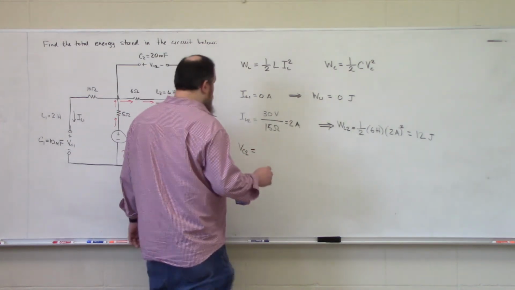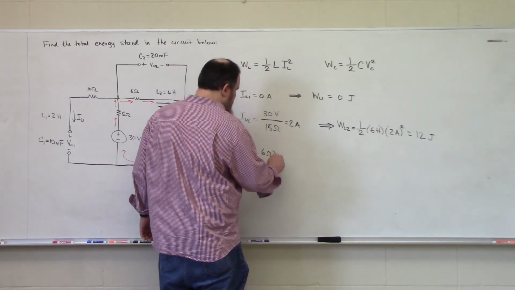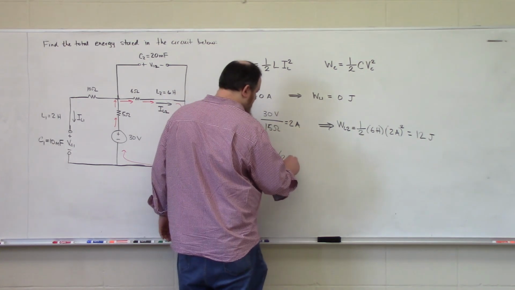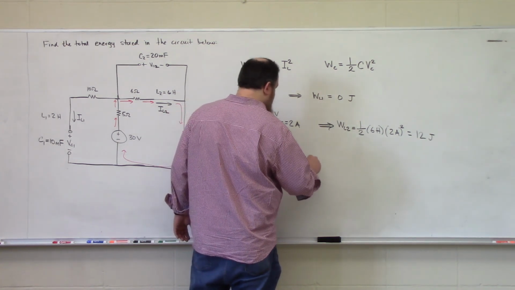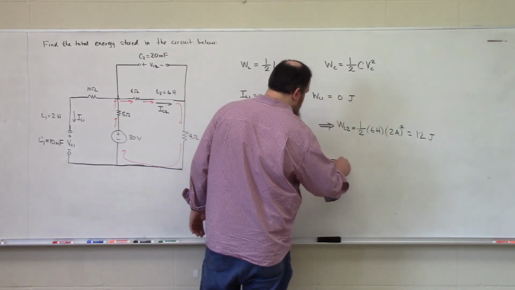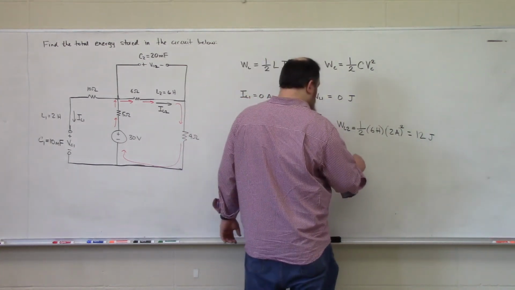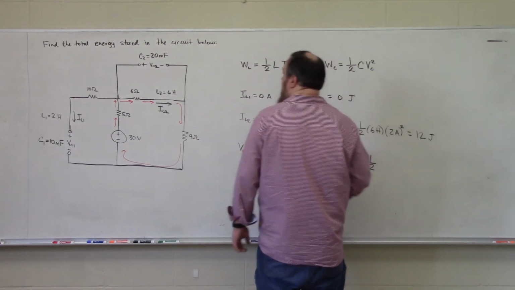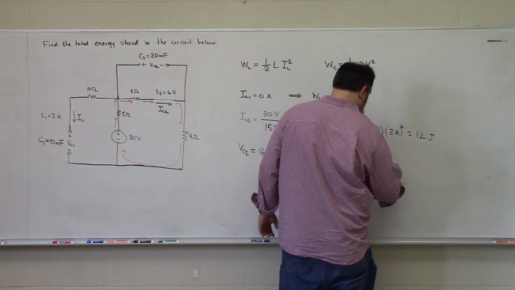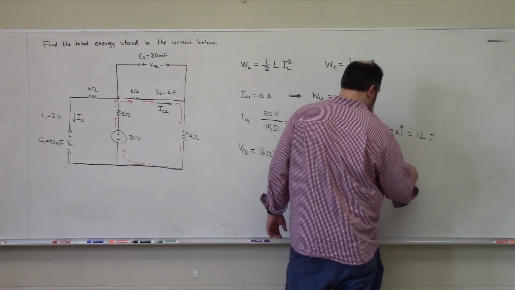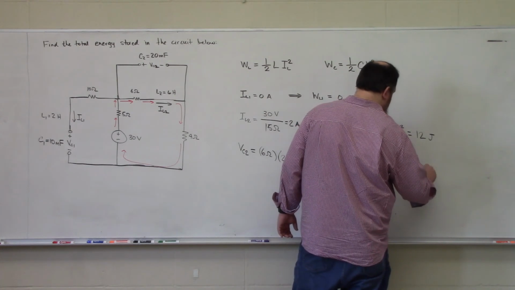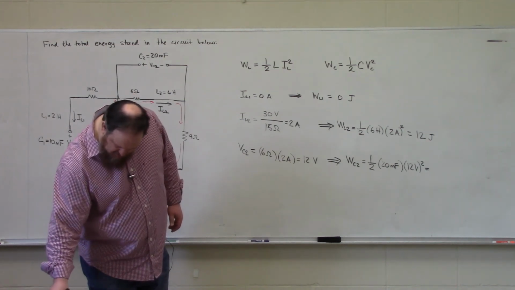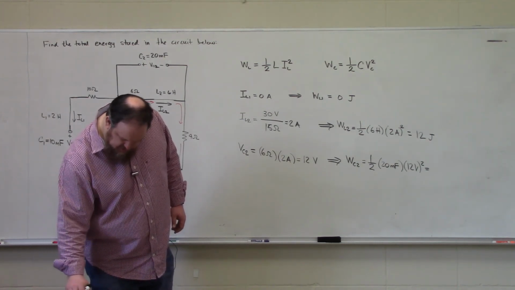is equal to 6 ohms times the current flowing through our 6 ohm resistor, which we just established to be 2 amps, is 12 volts. And so we will have WC2 is equal to 1/2 times 20 millifarads times 12 volts quantity squared. And I believe this gives me 1.44 joules. That's correct.